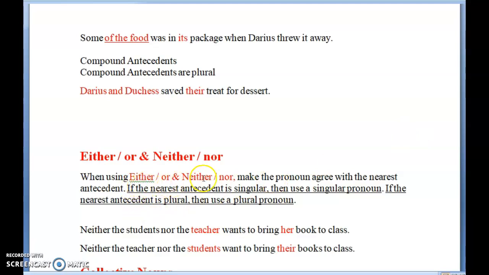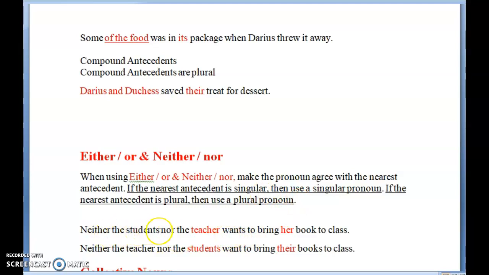When using either/or, neither/nor, make the pronoun agree with the nearest antecedent. If the nearest antecedent is singular, then use the singular pronoun. If the nearest antecedent is plural, then use the plural pronoun. It seems kind of confusing, but let's look at the example.